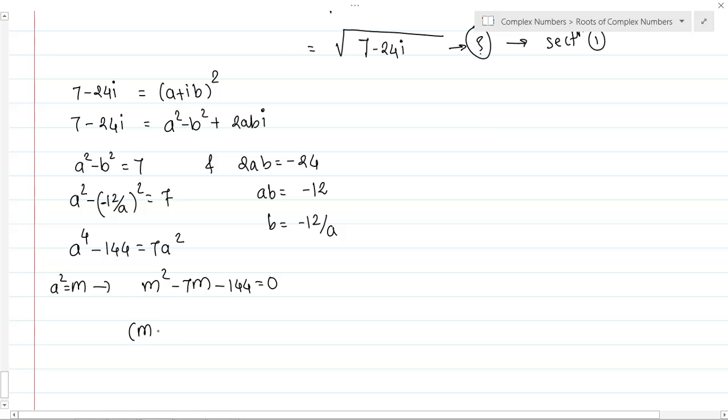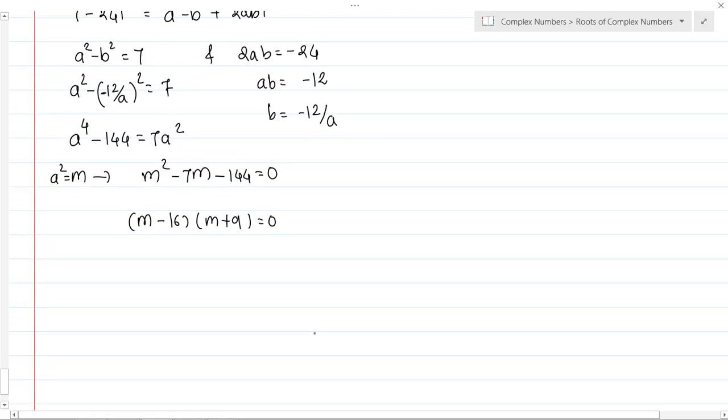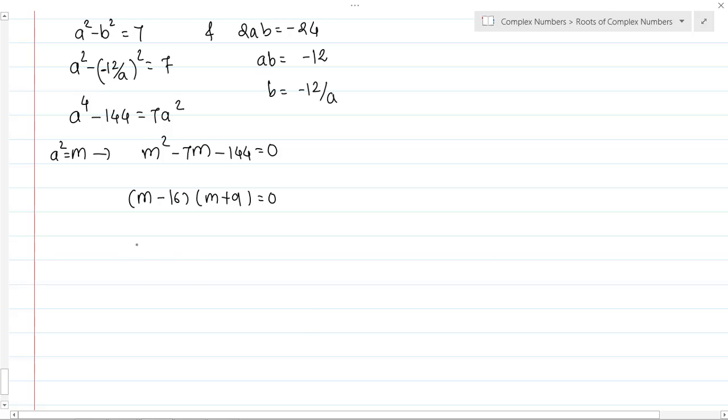So we have seen that the roots are simply minus 16 and plus 9, which is equal to 0. So from this I can say that m is either plus 16 or it is minus 9. So a square is equal to 16 and a square is equal to minus 9, which is not allowed. So a becomes plus or minus 4.